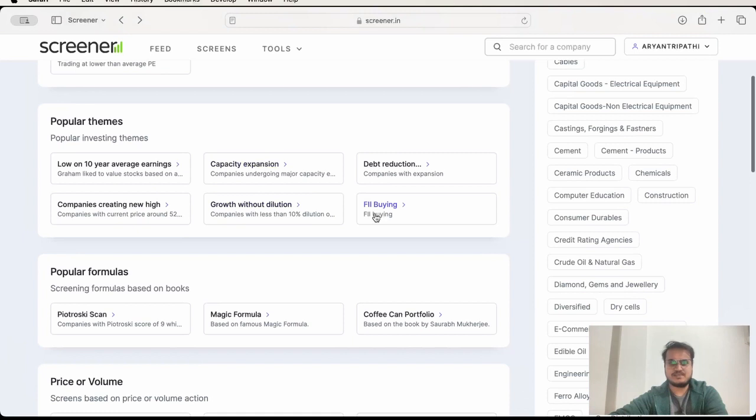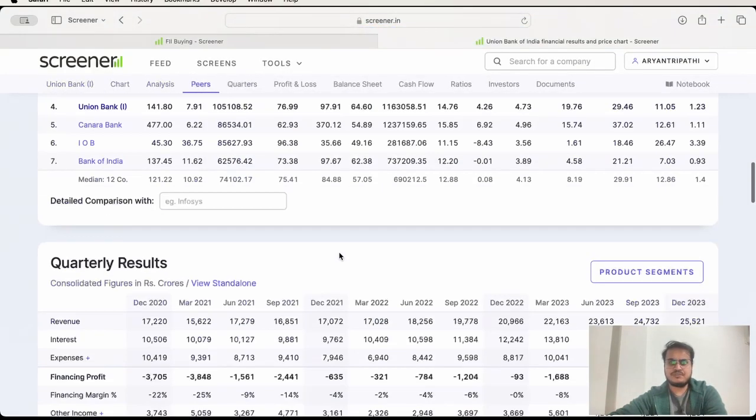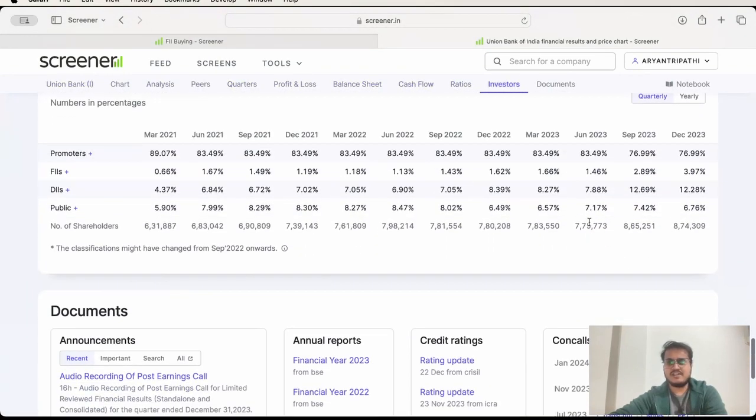Similarly, they have FIIs buying, and companies creating new highs. If you click on FII buying, you can see many stocks where FIIs increased their holding. Union Bank, for example: go to the shareholding pattern, and you will see FIIs increased their holding from 2.98% to 3.97%. Similarly, DII reduced from 12.69% to 12.28%. That's why the stock was in the FII buying list.